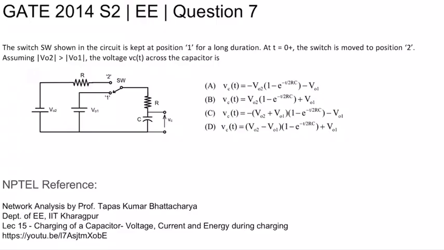This is GATE 2014 set 2 electrical question number 7. The switch shown in the circuit is kept at position 1 for a long duration. At t equal to 0 plus, the switch is moved to position 2. The value of V02 is greater than V01. The voltage Vc of t across the capacitor as a function of time is being asked.